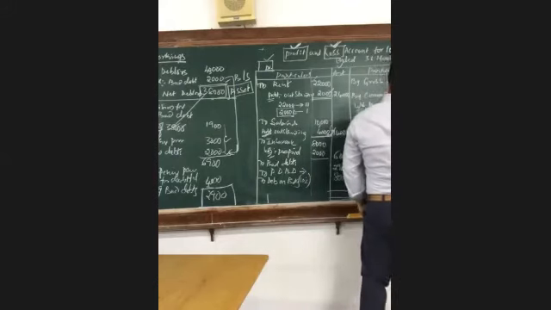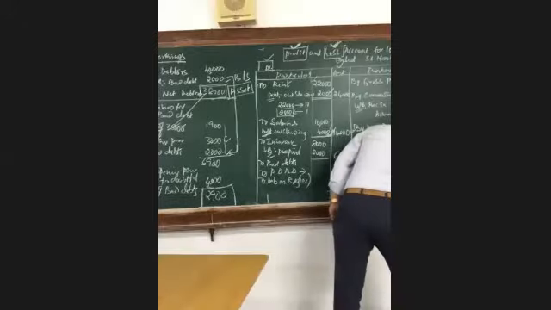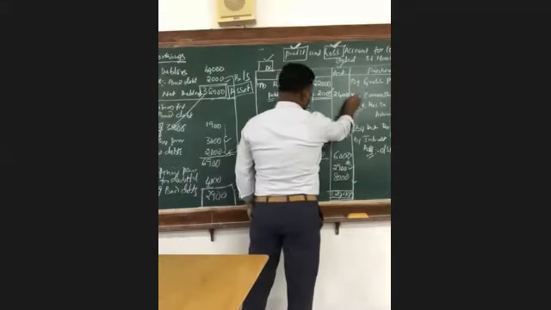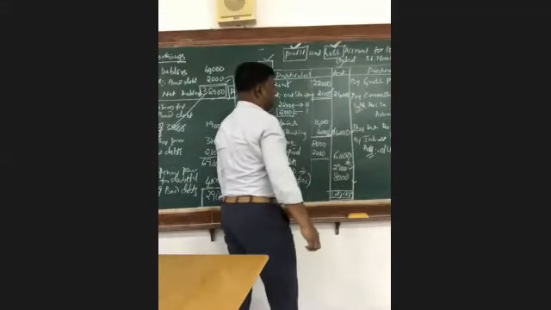What's the total on the credit side? 1 lakh plus 10,000, 110, 112, 1,20,000. And what is the amount on the debit side? 24 plus 14, 38.